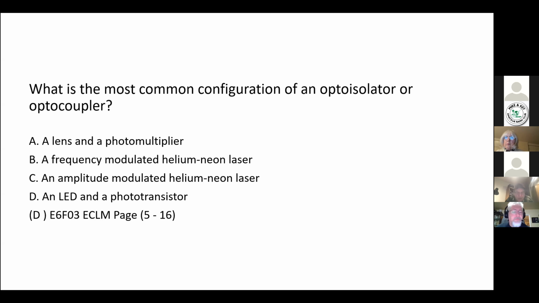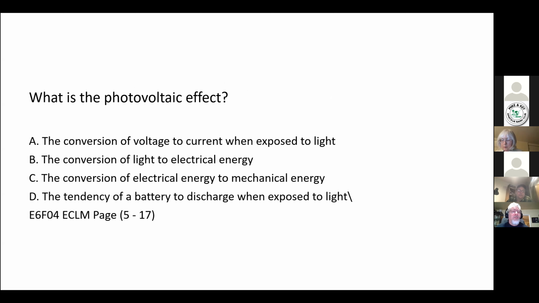Bless you. Thank you. What is the photovoltaic effect? A. The conversion of voltage to current when exposed to light. B. The conversion of light to electrical energy. C. The conversion of electrical energy to mechanical energy. D. The tendency of a battery to discharge when exposed to light.